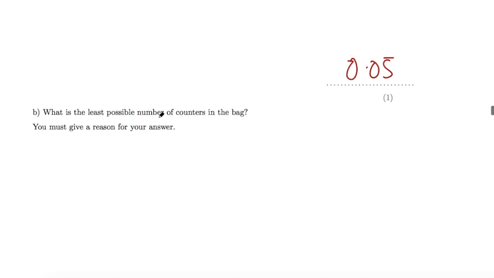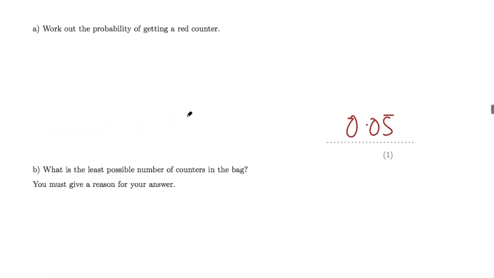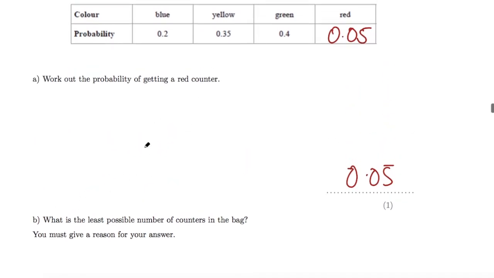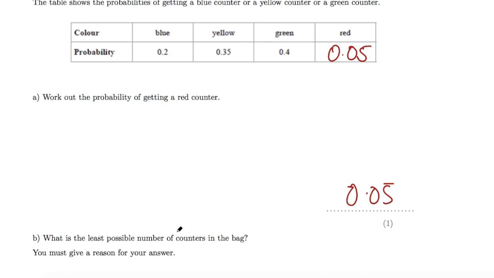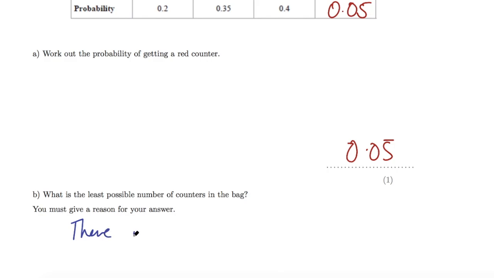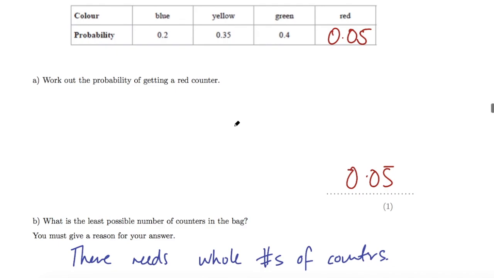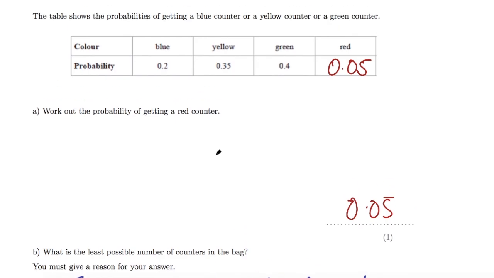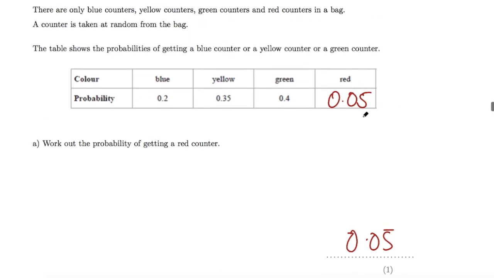And then part B says, what is the least possible number of counters in the bag? You must give a reason for your answer. So let's just think about this carefully. In a bag with counters in it, there needs to be whole numbers of counters. And the lowest number of counters that I could have must belong to red, because this is the lowest probability of picking a red counter. So the red counters must be the smallest number.